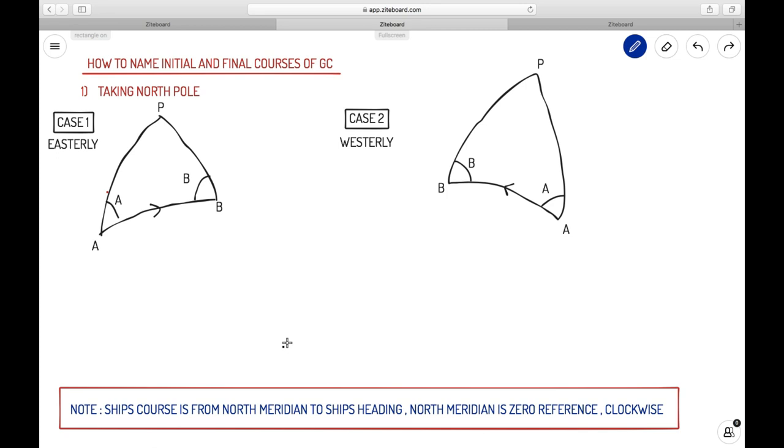So let us consider it in two cases. There will be one as your North Pole case and another as your South Pole case. And in each case you have two different cases: easterly and westerly courses. So let us look into it.